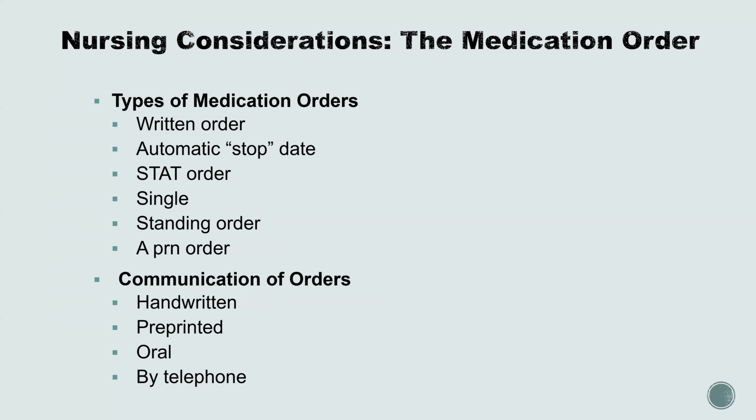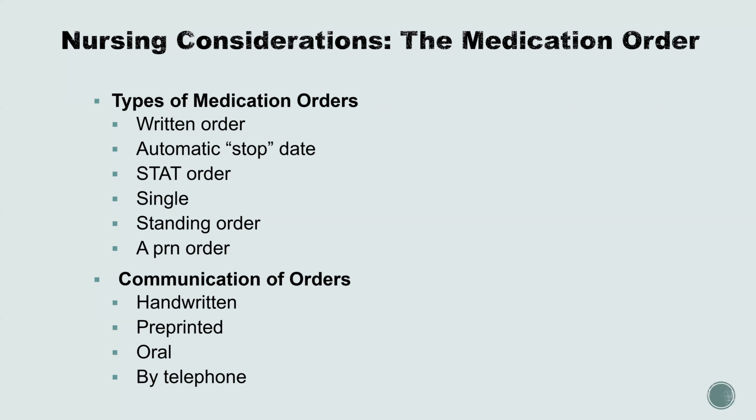Then there's a stat order. This means that a single dose of a medication is to be given immediately and only one time. And then there's a single or one-time prescription order, right? This is going to indicate that the medication is to be given only one time and only at a specified time, usually before surgery or before a diagnostic procedure.